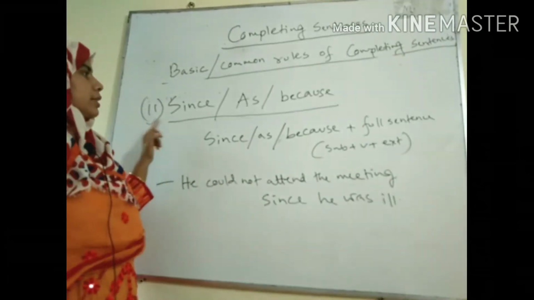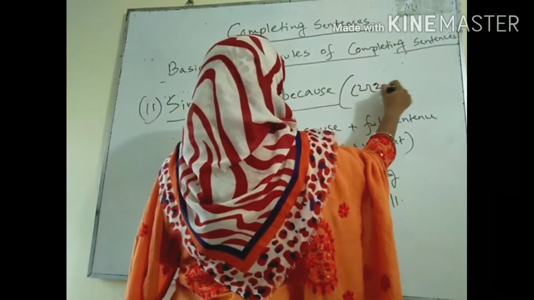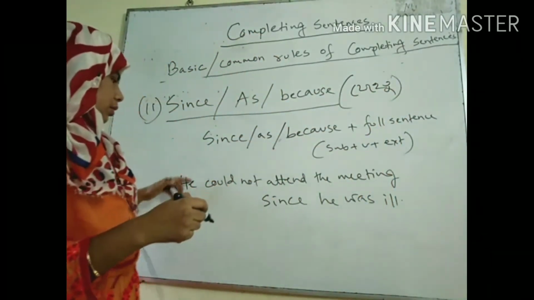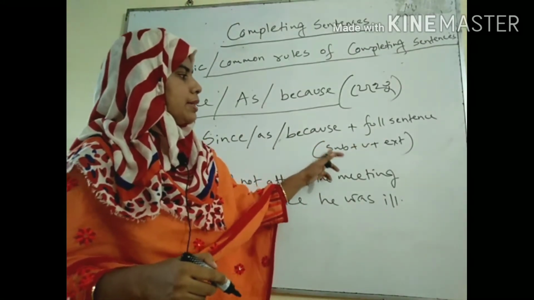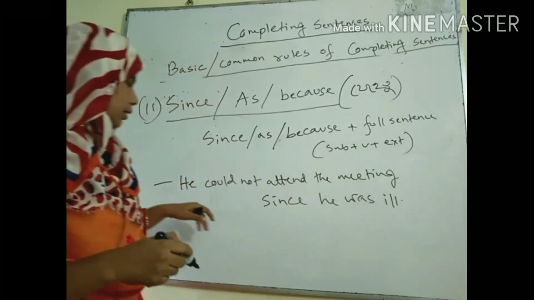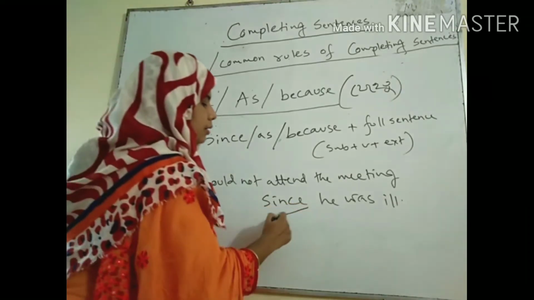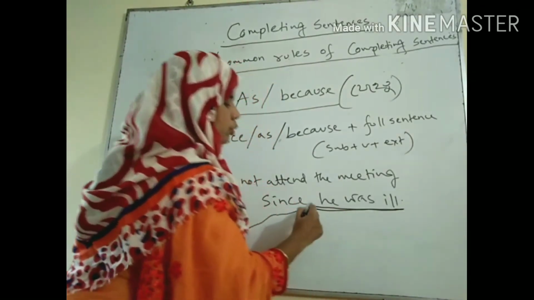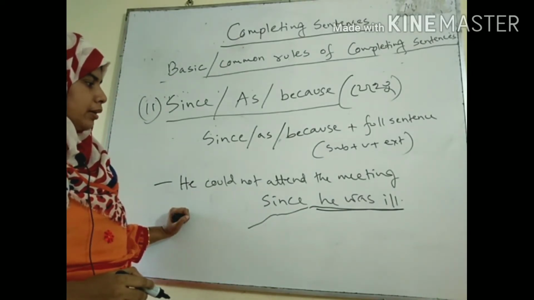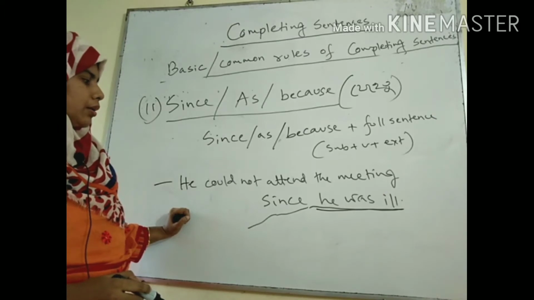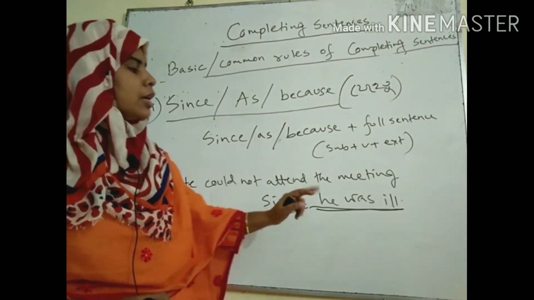Rule 11, since, as or because, it means jehetu. So after since, as, because, we have to use full sentence, that means subject, verb, extension. For example, he could not attend the meeting since he was ill. So we have to use a full sentence to explain the cause. He could not attend the meeting as he was ill or because he was ill.